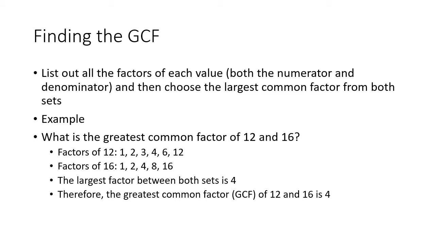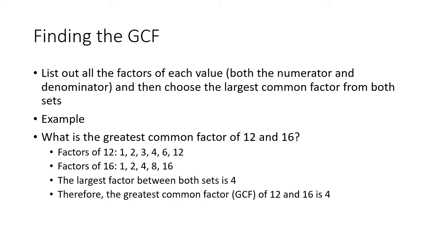To find the greatest common factor between two values, list out all the factors of each value, and then choose the largest common factor from both sets. So when looking at fractions, to find the greatest common factor, list out the factors of both the numerator and denominator, and then choose the greatest factor from both sets.